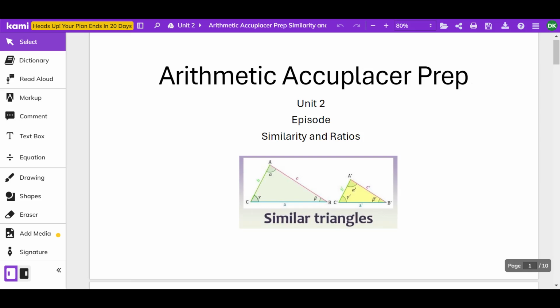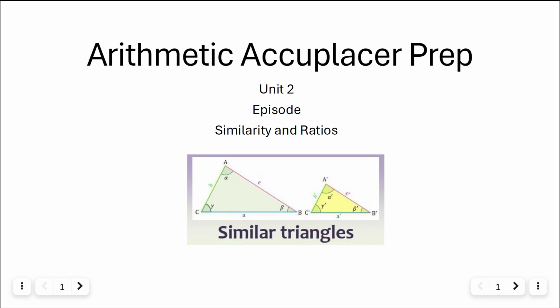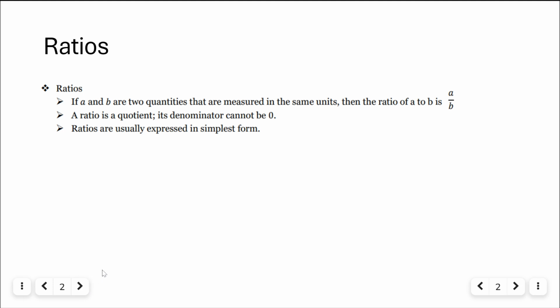Today we're going to be talking about ratios and similarity between shapes like triangles from geometry class. How do ratios relate to this concept of similarity, or similarity relate to this concept of ratios, or proportions? All right, so let's get started here. So again, ratios.